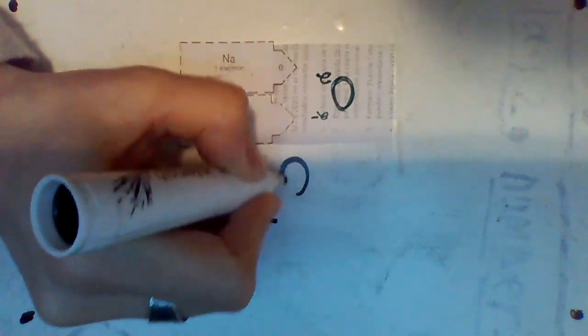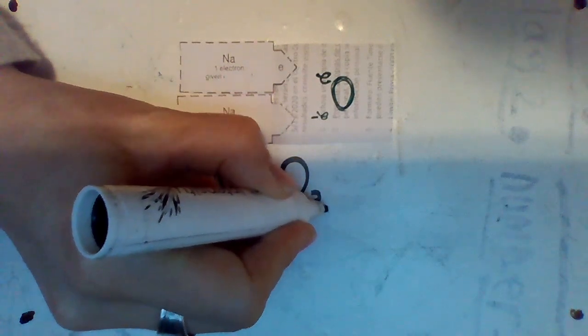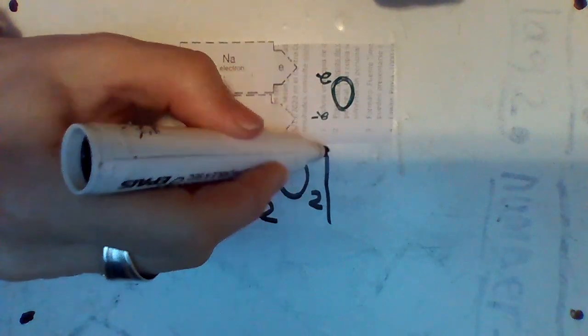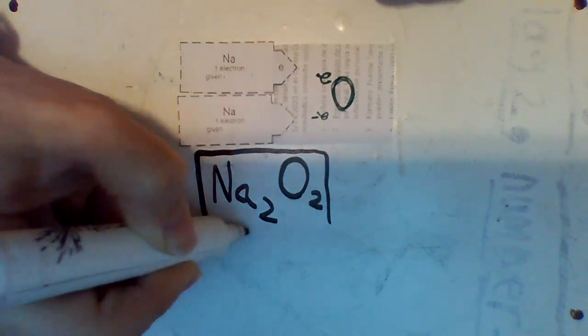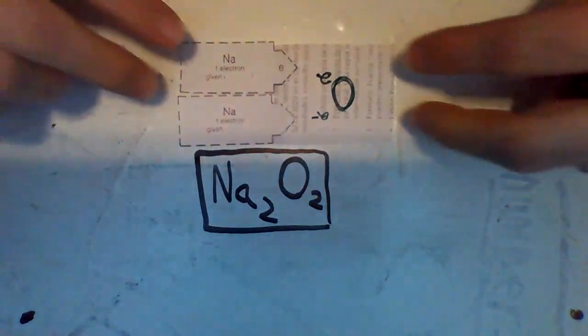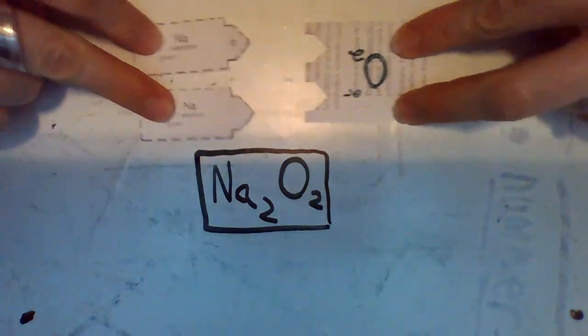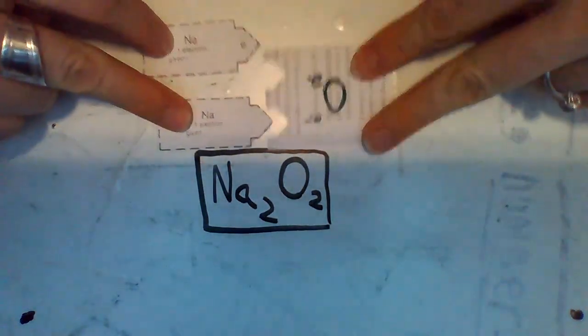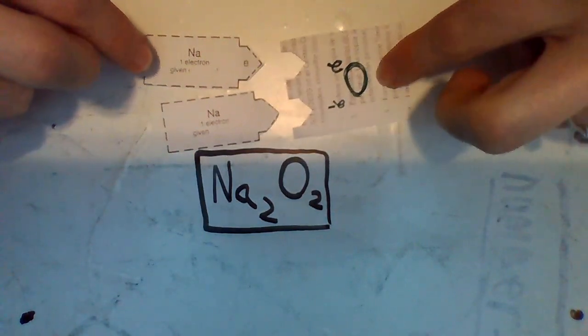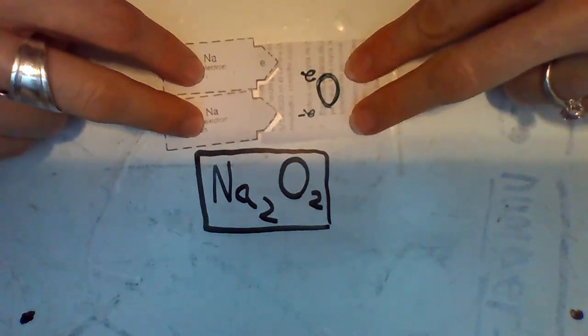And that will represent 2 sodium ions being bonded and then 1 peroxide ion being bonded. So you can see what the formula looks like here of sodium peroxide, and you can see that it's made out of 3 ions. A sodium, and a peroxide ion bundle.